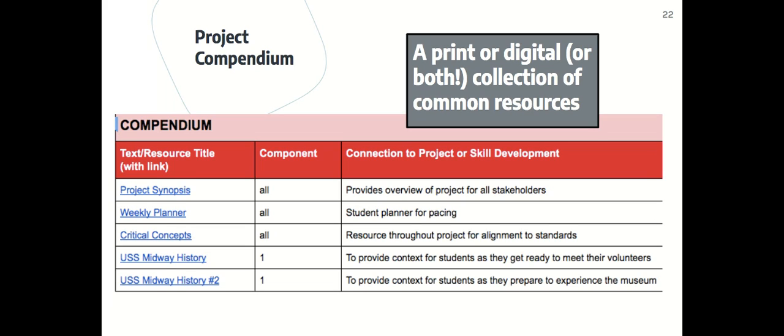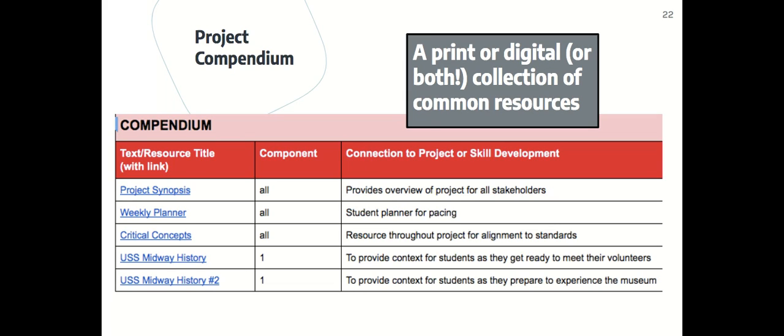The only other thing that I wanted to point out here is that part of the decision-making process of what is included in the compendium is highlighted here in the second column, where it talks about the components and where it makes sense. So we know, for example, no matter which part of the project students are working on, that project synopsis will be helpful. And so we included all there as an indicator. Whereas those other documents, the USS Midway History 1 and 2, both of those are a part of component number 1 because that's where students are developing their interview questions. And so this is a helpful resource for that.